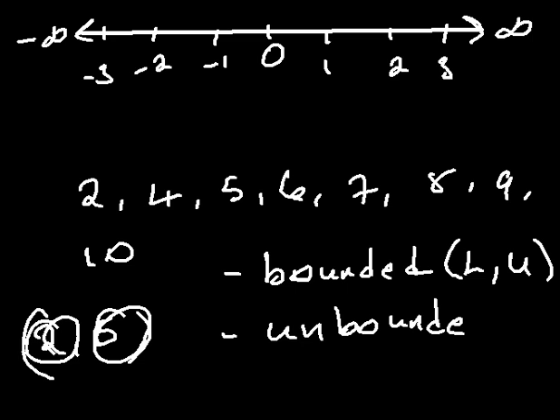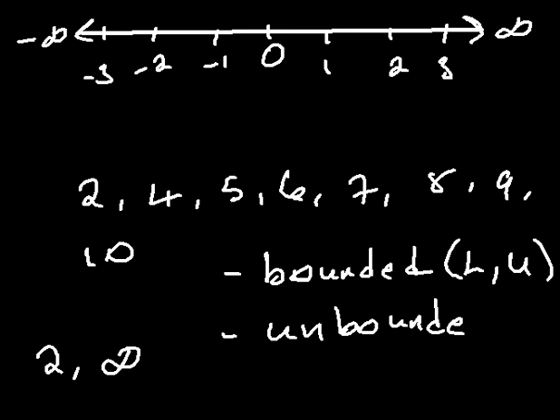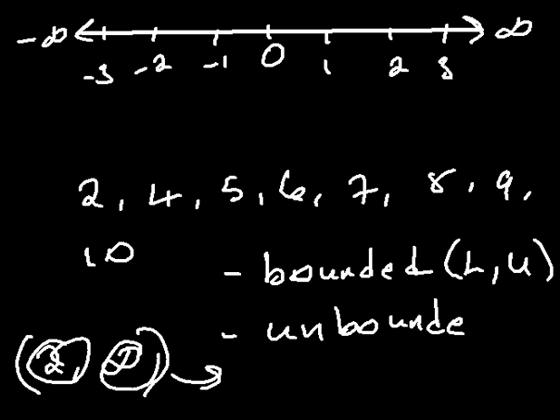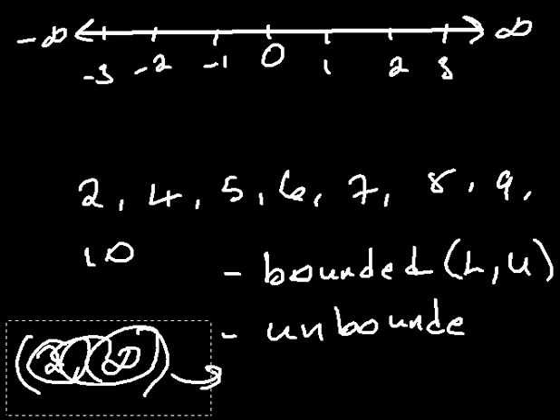And how about unbounded intervals? These are the intervals that start somewhere and end at infinity. You can have, let's say, the interval 2 to positive infinity. This is an example of an unbounded interval. It starts from 2, but it ends somewhere which is undefined, because infinity has no end. So this is a typical example of unbounded intervals.